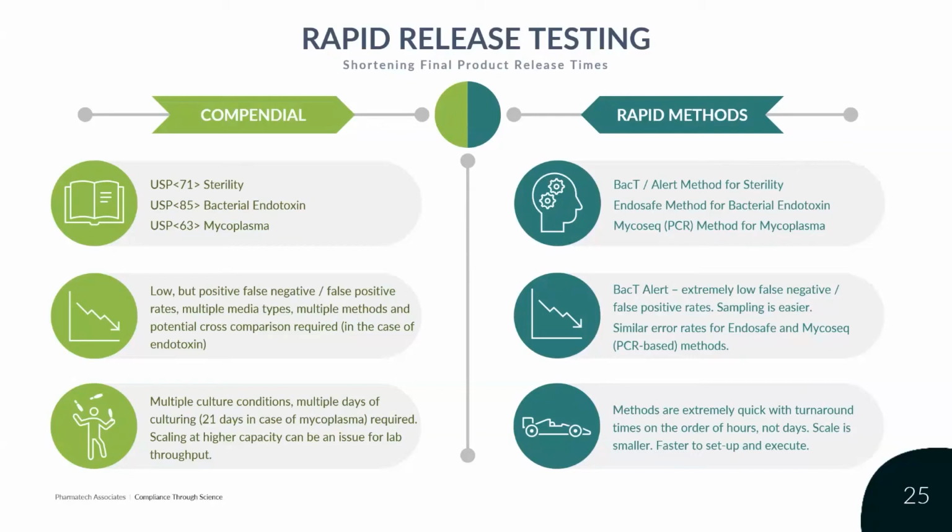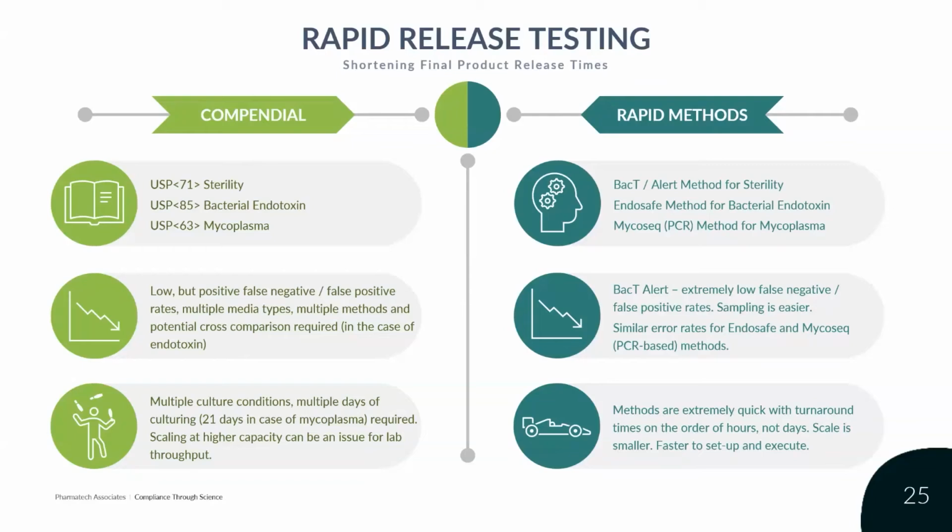There's gel clot, kinetic chromogenic methods. So let's say one of your methods doesn't give you a conclusive result, you may have to go back and do some sort of cross comparison. And then, like I mentioned before, multiple culture conditions, multiple days of culturing, 21 days in the case of mycoplasma. It totally adds to cost because every day that this finished drug product sits in the manufacturer's hands is another day that somebody has to know where it is, what its testing status is, what its release status is, and that just continues to add on to cost.